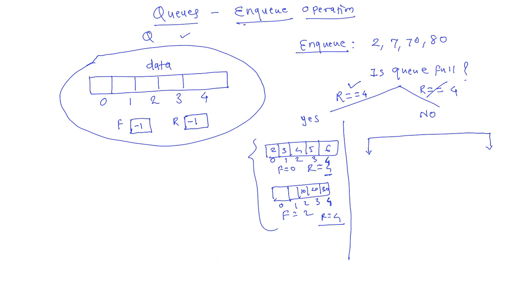The first possibility is where the queue is empty. F is equal to -1 and r is also -1. When the queue is not full, it means the queue may be empty, which is this case. And the other possibility is like this: we may have some elements inside this queue.